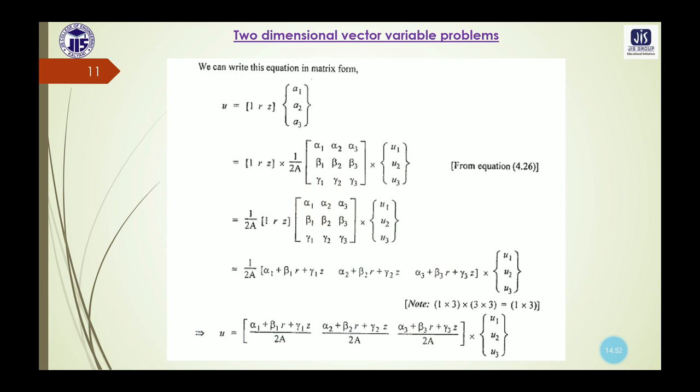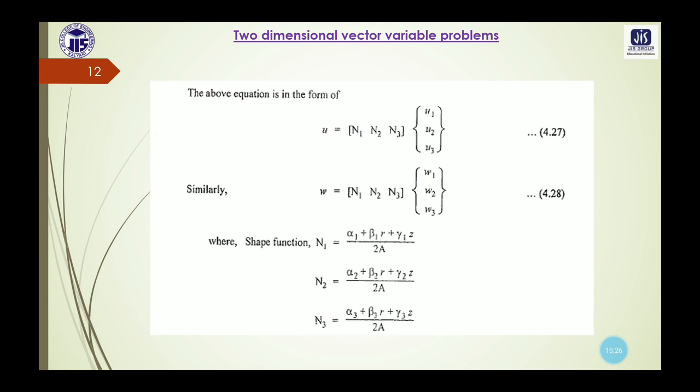So that means here will be a multiplication of a 3 by 3 and a 1 by 3 matrix. After performing this matrix multiplication, we get the value of u. It is a row matrix multiplied by a column matrix of u1, u2 and u3. Now the earlier equation is in the form of u equals n1, n2, n3, which are the shape functions, multiplied by a column matrix. So a row matrix multiplied by a column matrix. This is the general form of the earlier equation for the displacement u.